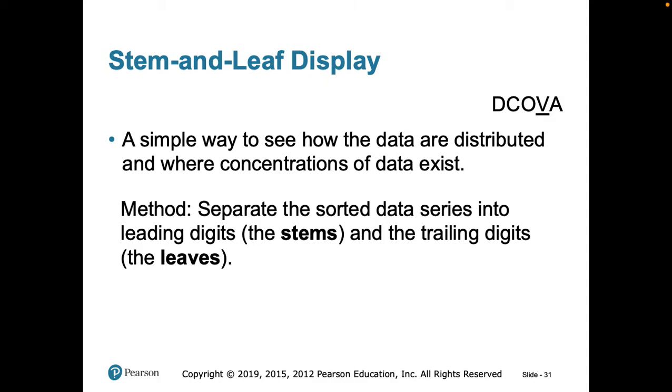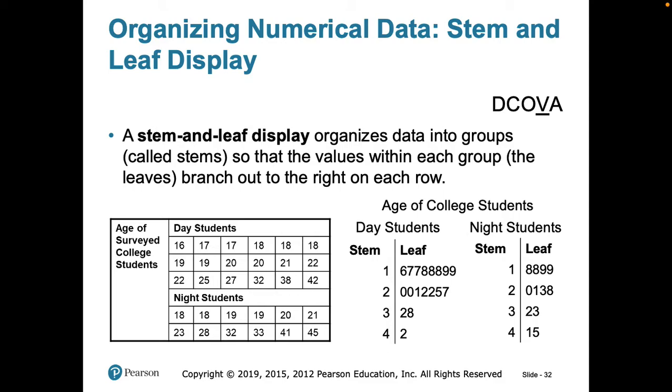So what is the stem and leaf display? Basically, the stem and leaf is just an easy way to put data and distribute it so you can see where most of your data is coming from. And it's really simple. You sort the data into leading digits, that's what you call the stems, and then you have the trailing digits, that's what we call the leaves.